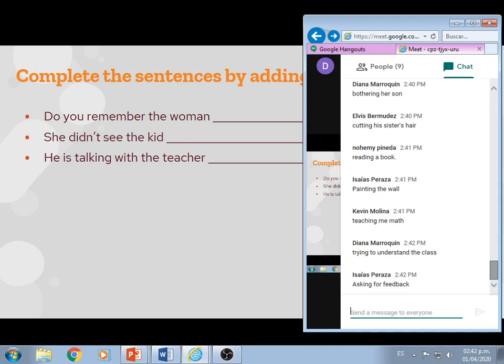Remember that your sentence with the ing is referring to what the person is doing. In the case of the first one, do you remember the woman sitting or studying at the library? So the woman was studying at the library. She didn't see the kid playing soccer, so the kid was playing soccer. In the case of this activity, the ing form refers to the last person that we have in the sentence. So he's talking with a teacher.